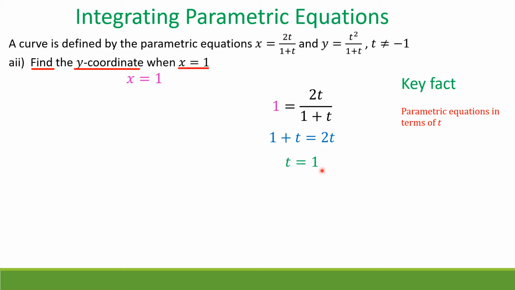So I now know that t is equal to 1, so I'm going to substitute that t value into my y equation. So we've got to find y when t is equal to 1. So y is going to equal 1 squared, because it is t squared, divided by 1 plus t, where t is equal to 1. 1 squared is just 1, 1 plus 1 is 2, so y is equal to 1/2, and that will get you a mark in the exam.